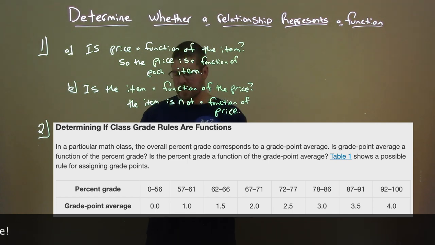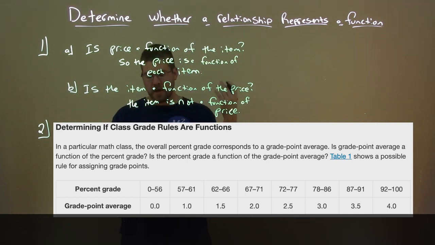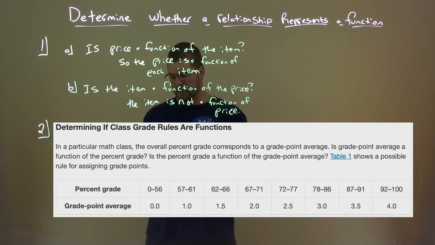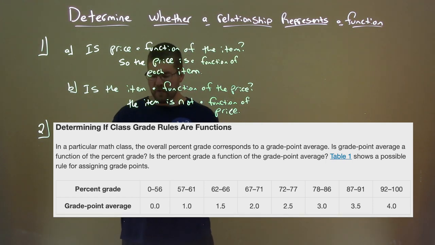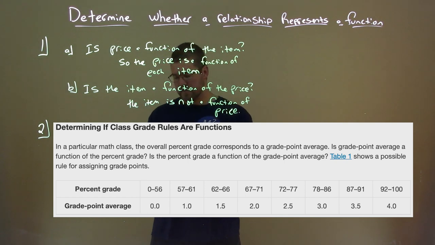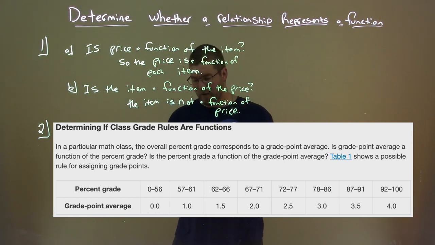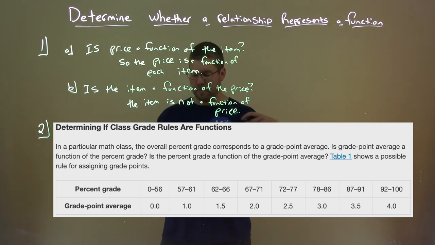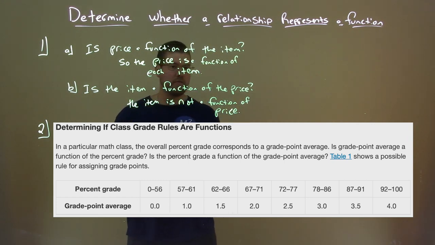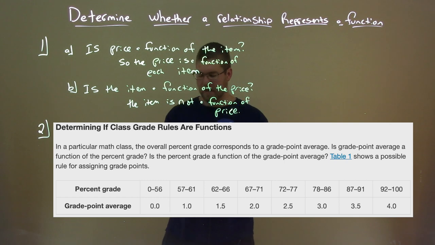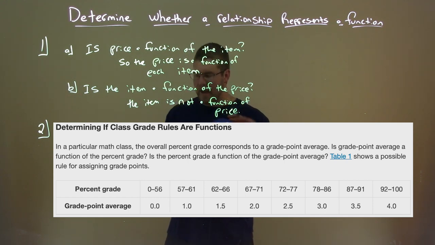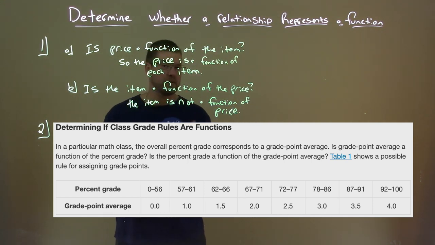So we have our table here. Notice on the table, we have a percent grade from 0 to 56 and a grade point average of 0, right? GPA. Then 57 to 61 is 1, 62 to 66 is 1.5, 67 to 71 is a 2.0, et cetera, all the way up to 92 to 100 being a 4.0, okay? See, this is different. When I was in school, we only had 4, 3, 2, 1, 0. There were no halves in there, but that was a different time, I guess.